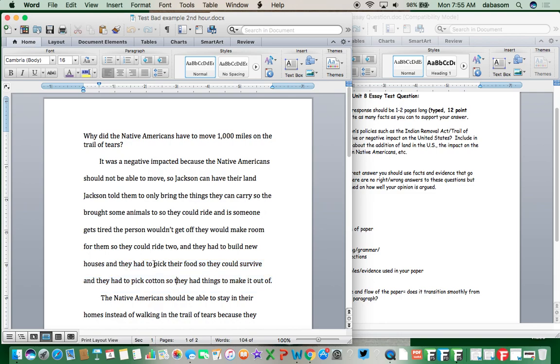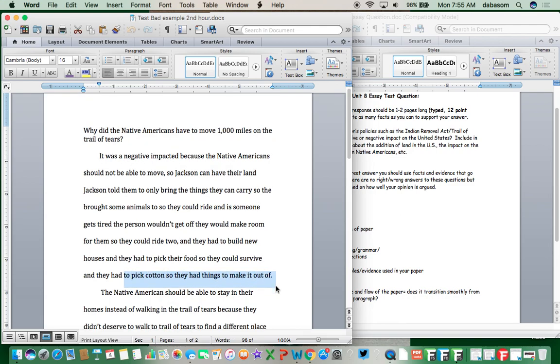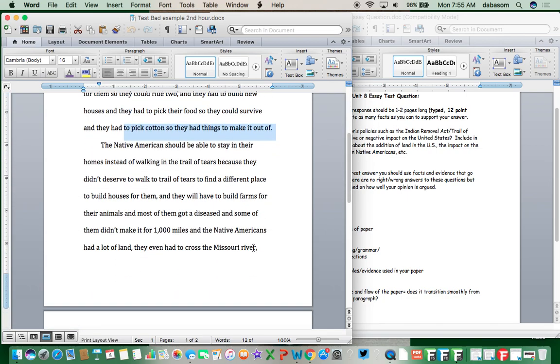Pick their own food so they could survive. Is this along the trail? Picking cotton was really something that slaves did during this time frame. It really wasn't something that Native Americans necessarily did, so this is really inaccurate information here.